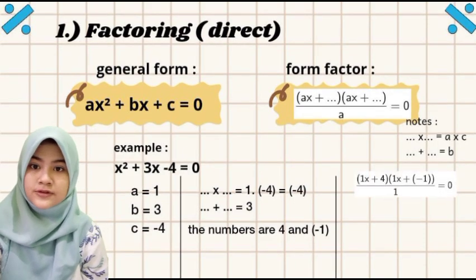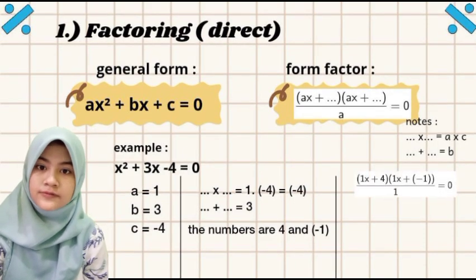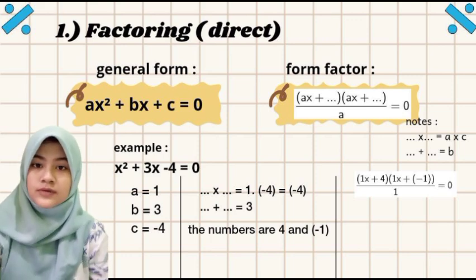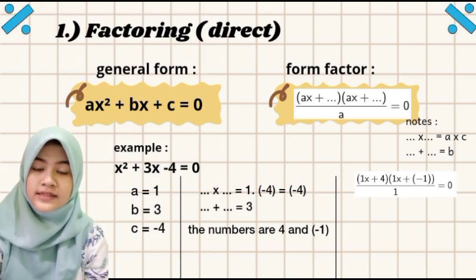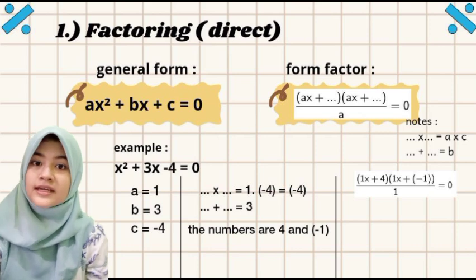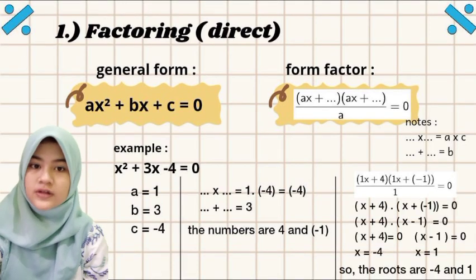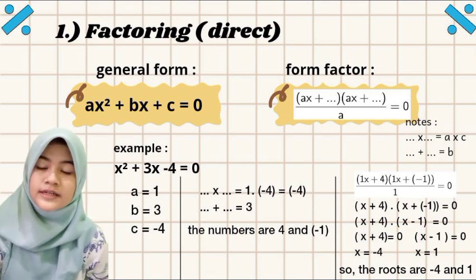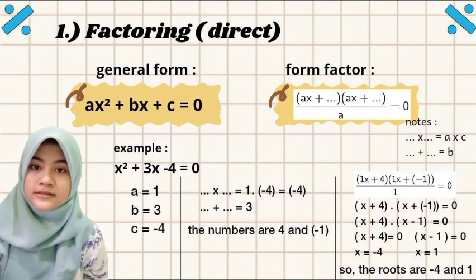Now, we can substitute the numbers obtained into the factor form. So, the factor form of this quadratic equation is 1 times x plus 4 in brackets times 1 times x plus minus 1 in brackets divided by 1 equals 0. So, x plus 4 in brackets times x plus minus 1 in brackets equals 0. x plus 4 in brackets times x minus 1 in brackets equals 0.